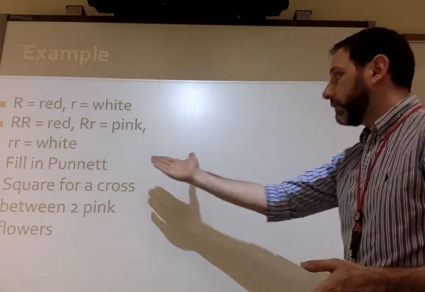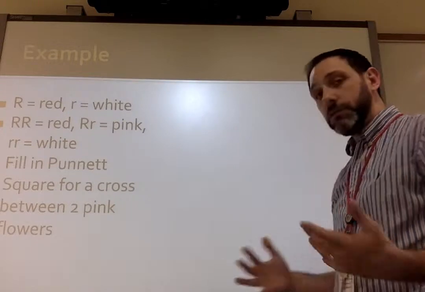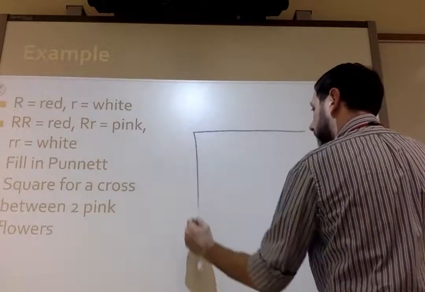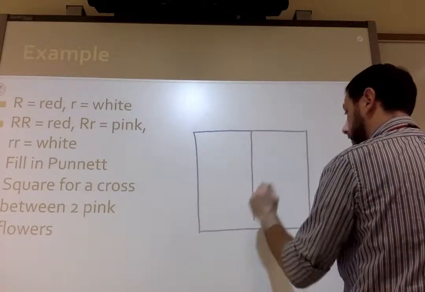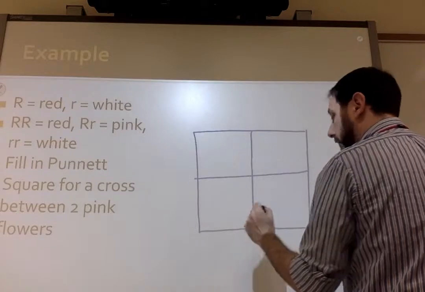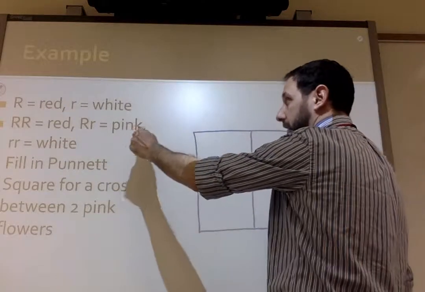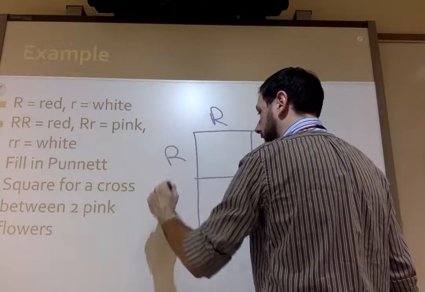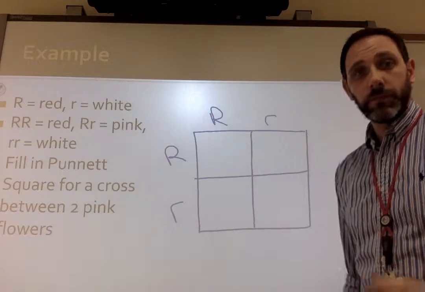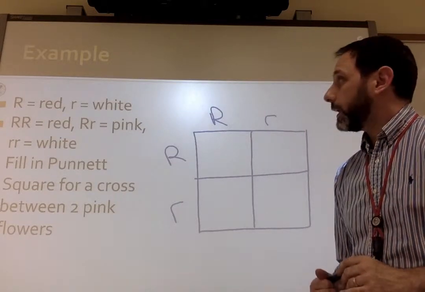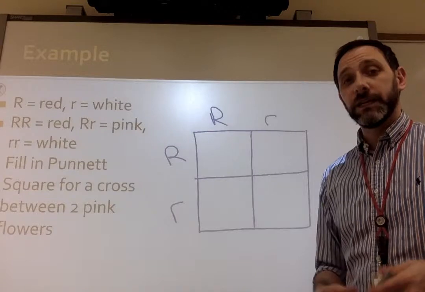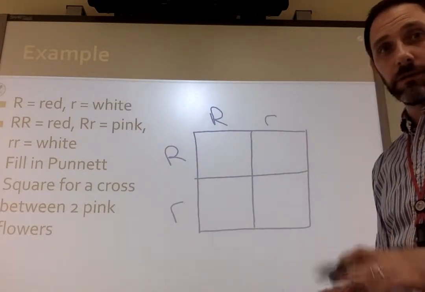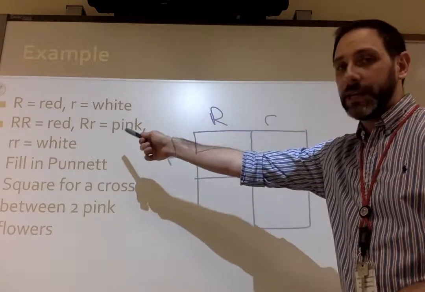And so in this one, if we say fill in a Punnett square for a cross between two pink flowers, I'm going to make my Punnett square. And so for pink, and it's listed here, pink is going to be big R, little r. So both parents are going to be heterozygous. Okay? And so for a problem that involves incomplete dominance, it will say that in the problem. So if it doesn't say it's incomplete dominance, don't assume. But in this case, it is indicating that.